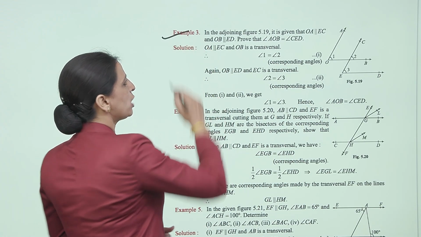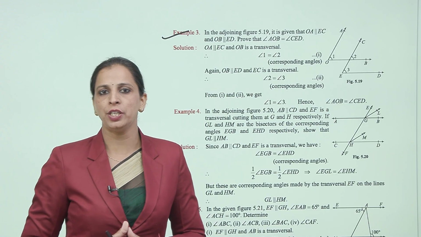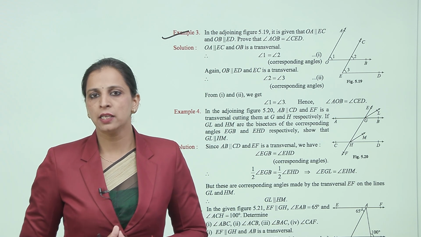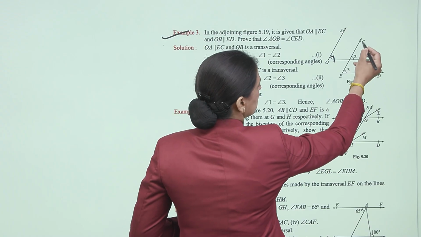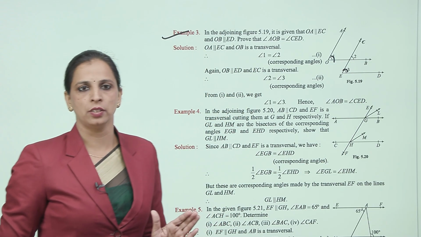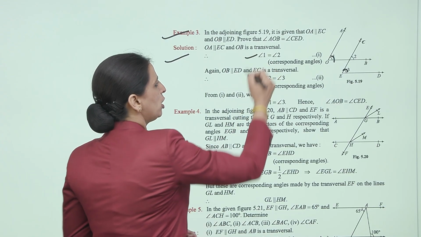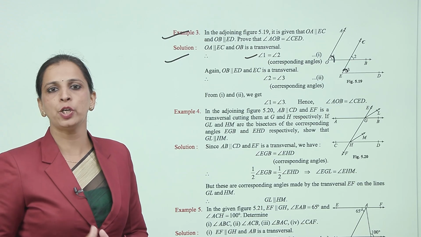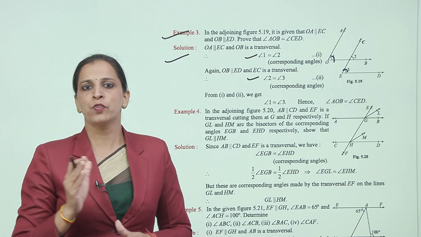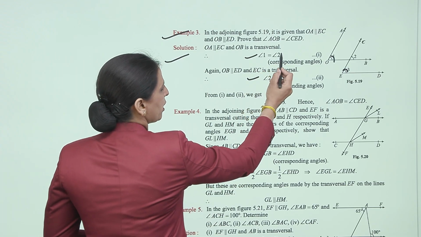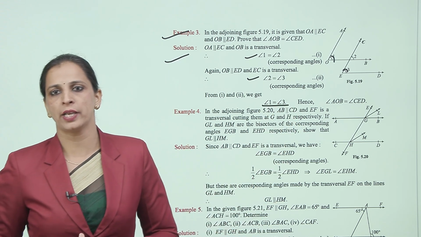Now, example 3. In the adjoining figure 5.19, it is given that OA is parallel to EC and OB is parallel to ED. Prove that angle AOB is equal to angle CED. Angle AOB is equal to CED, which means angle 1 is equal to angle 3. Now, solution. OA is parallel to EC and OB is a transversal. So angle 1 is equal to angle 2, corresponding angles. Again, OB is parallel to ED and EC is a transversal. So angle 2 is equal to angle 3, corresponding angles. From these, we get angle 1 is equal to angle 2 and angle 2 is equal to angle 3. So angle 1 is equal to angle 3. Hence, angle AOB is equal to angle CED.